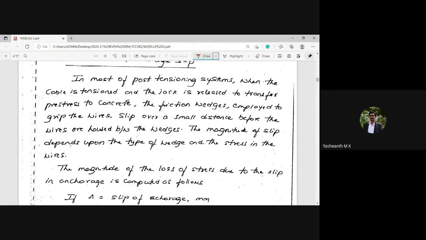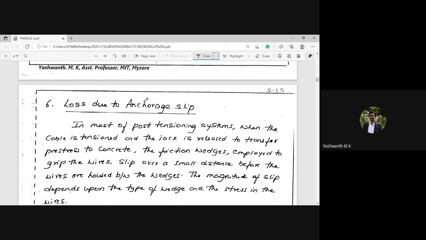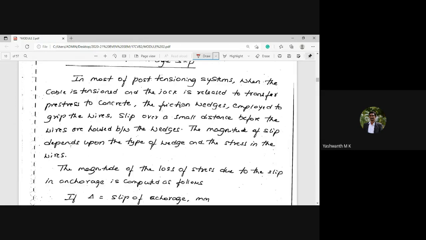Automatically, those wedges will undergo a certain slip over a small distance. That will be called anchorage slip. The wedges that have been anchored will undergo a certain loosening, and that is called slip. This slip will be very small in magnitude, maybe in millimeters.